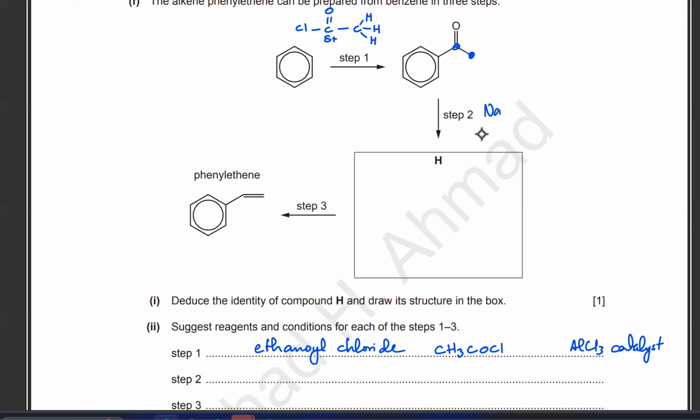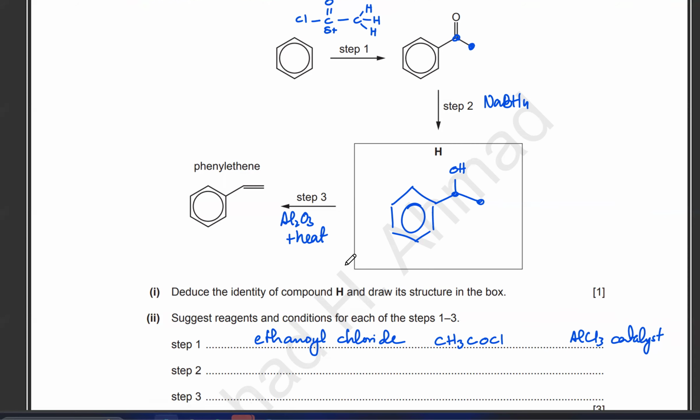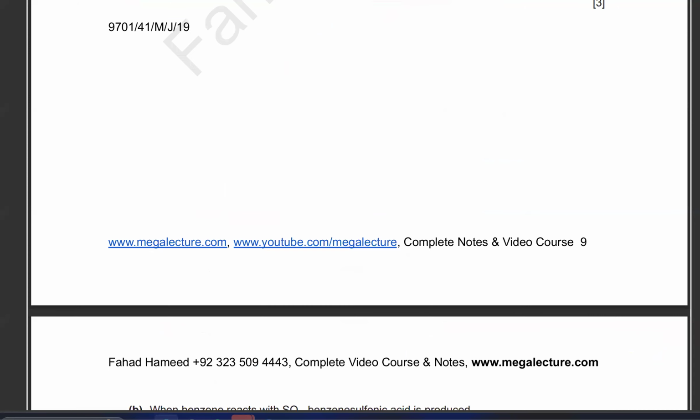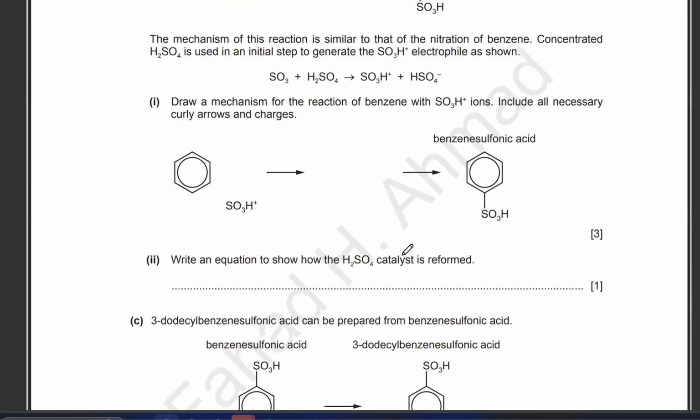So let's go with NaBH4. Okay, so nothing happens to my benzene, but this carbon turns into an alcohol, right? And next step, it gets dehydrated. So it's Al2O3 plus heat. So my alcohol turns back into an alkene. Clear? So we've done all the steps. Remember, there's going to be a lot of AS revision, because AS is going to be a huge part of this.